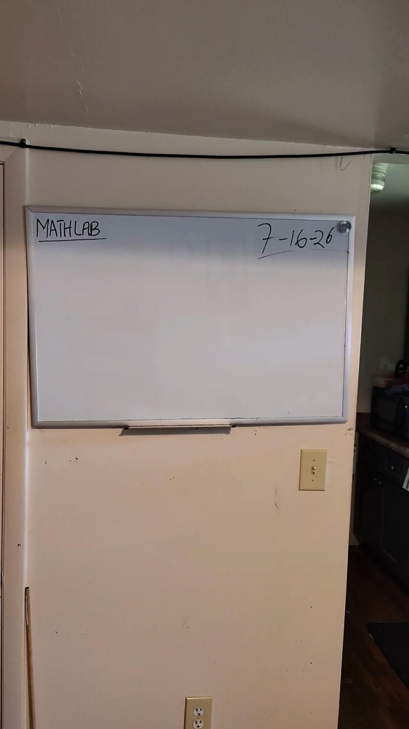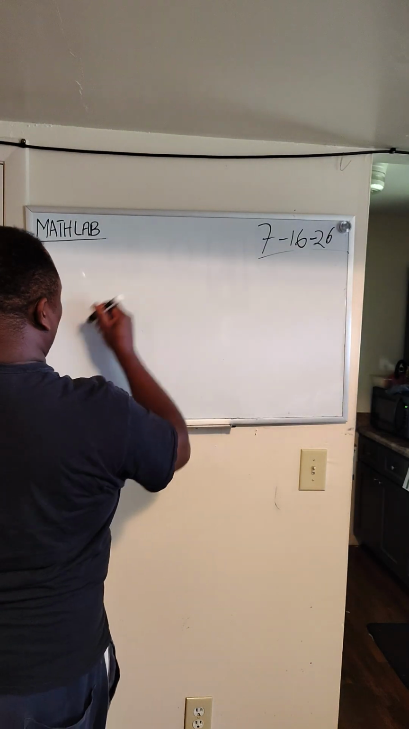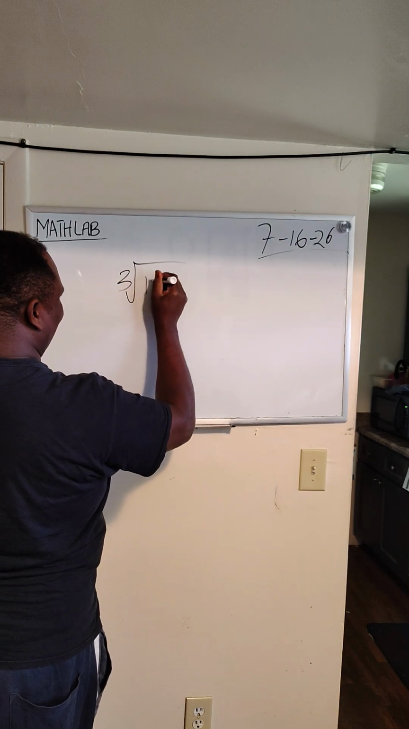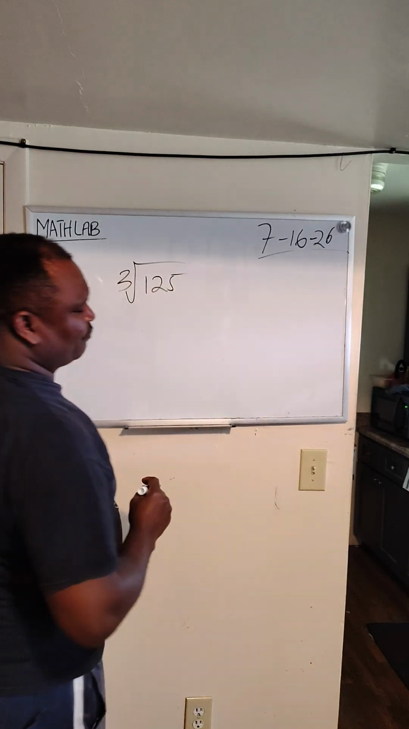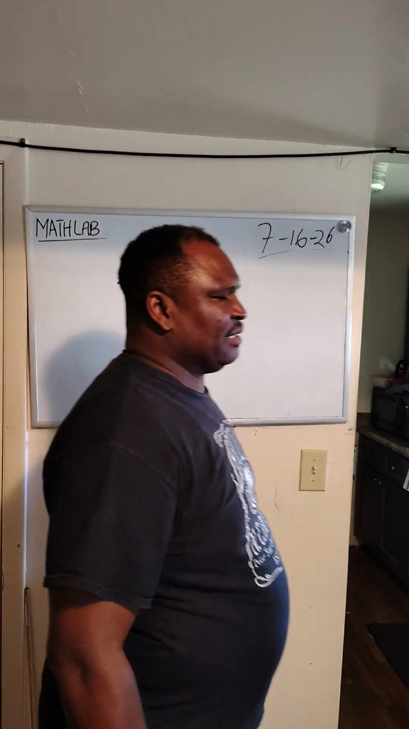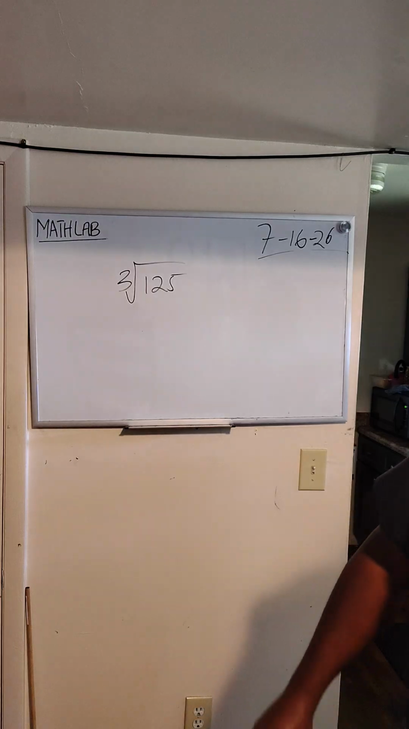Now let us look at this. We have 3 at the tail, and then we have 125 under the root. So now this is, we're going to look at the number. When we look at this, it looks like odd numbers.